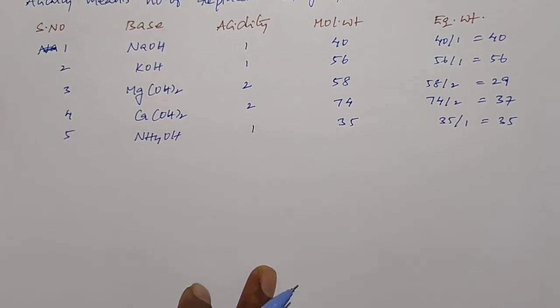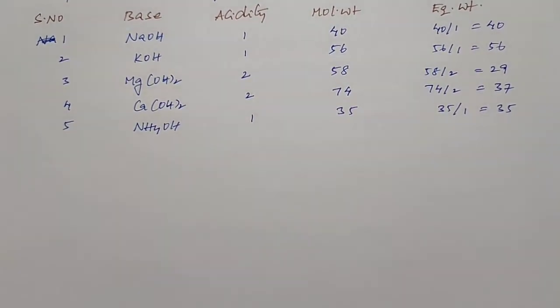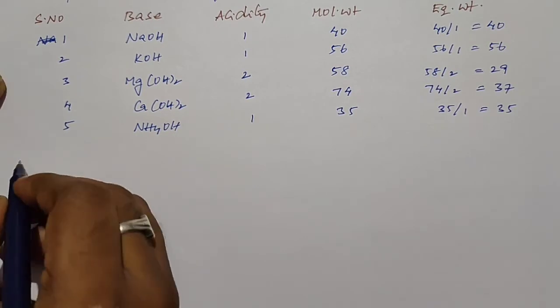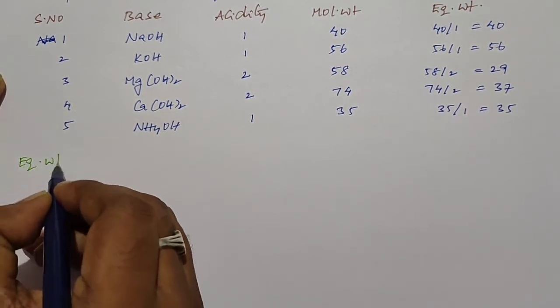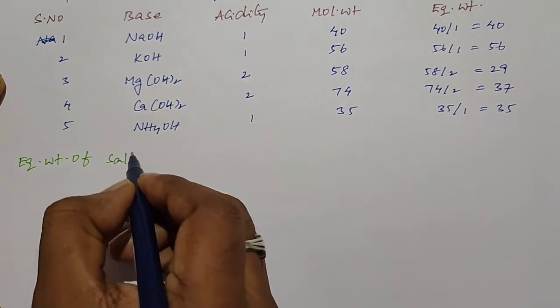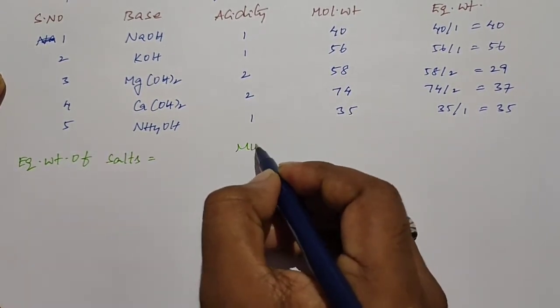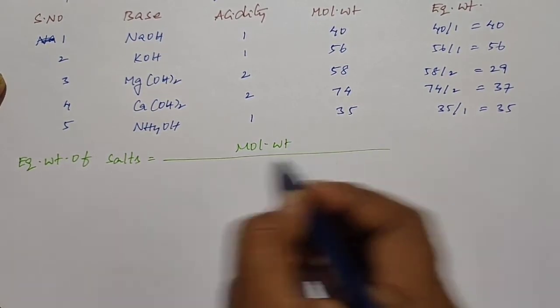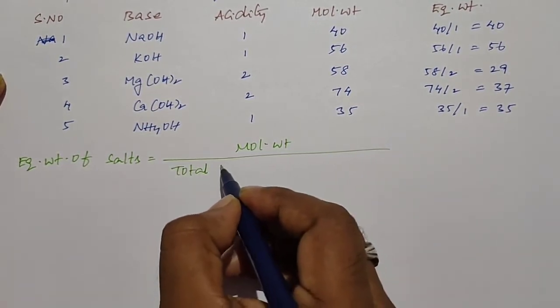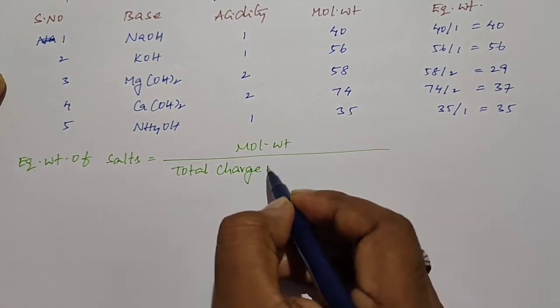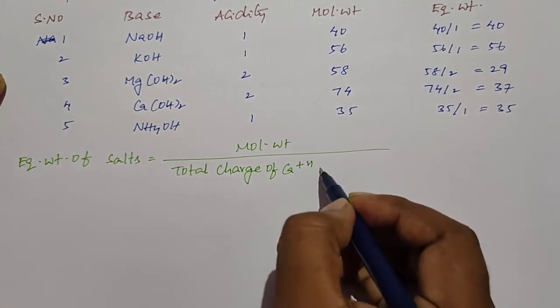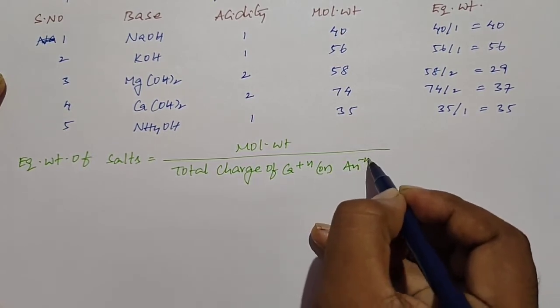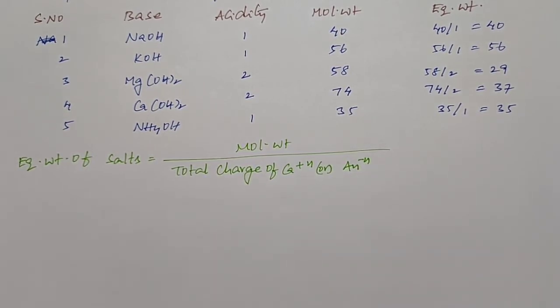And next is the equivalent weight of salts. The equivalent weight of salts is equal to the molecular weight divided by the total charge of cations or the total charge of anions. Here also I will give some examples.